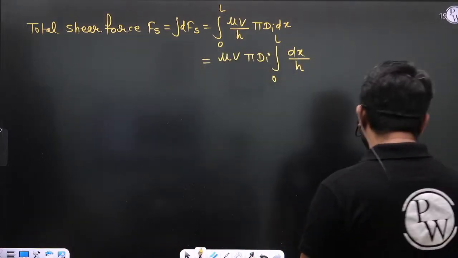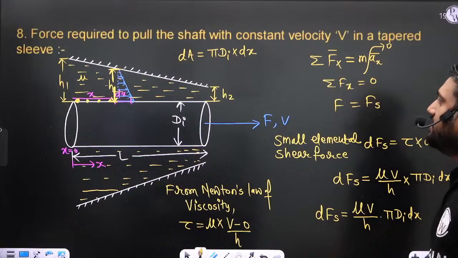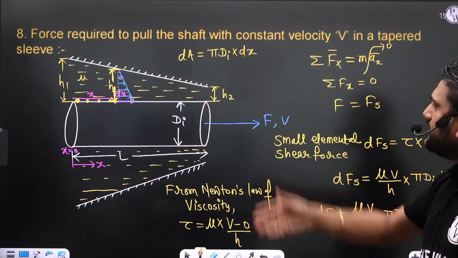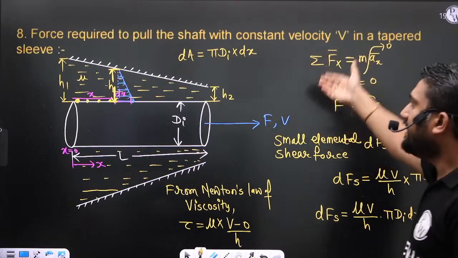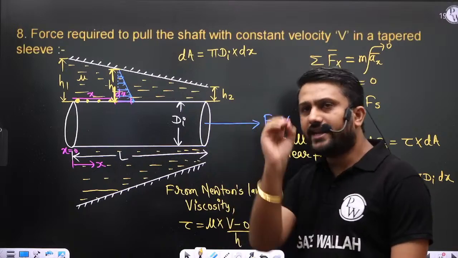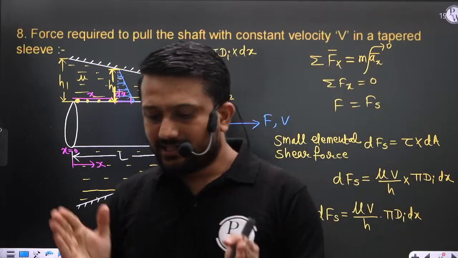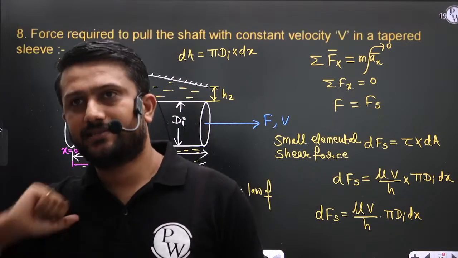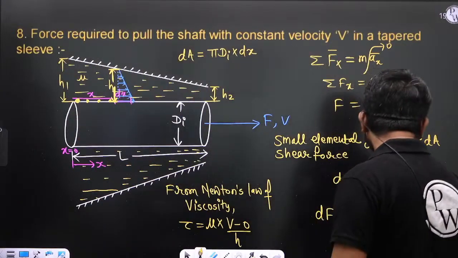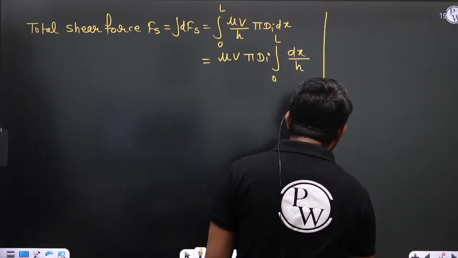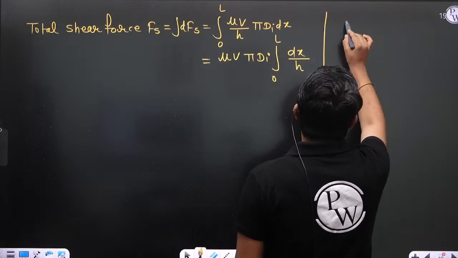How does this h change with respect to x? Can anyone tell me? It is very much clear from this diagram that h changes linearly with x. H is a linear function of x.